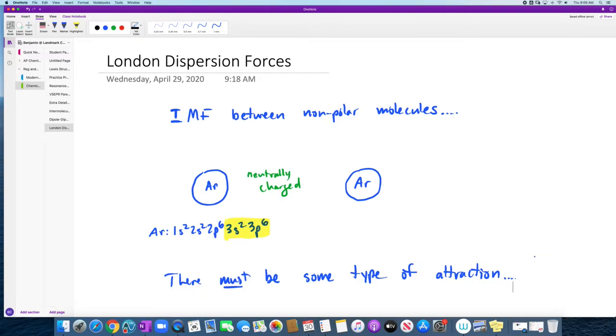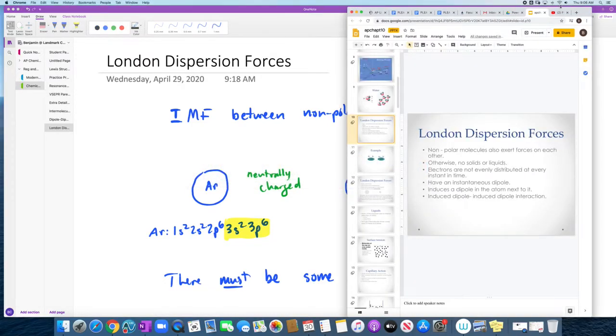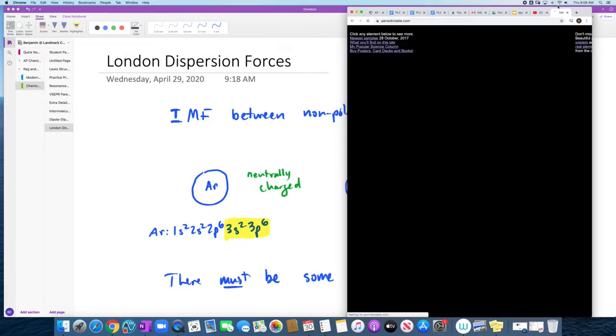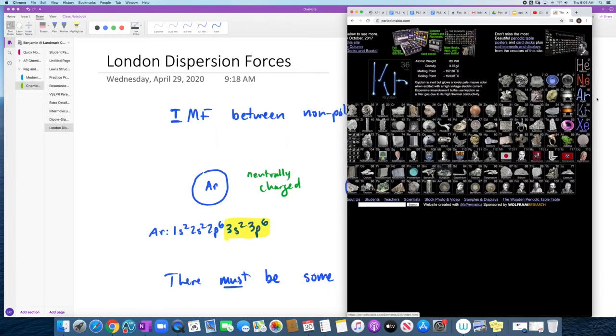And I've forgotten actually how cold you have to get it. Let's see if we can look it up on periodictable.com. I think it's around negative 190 or something like that. The boiling point of argon, let's see. Oh, that's the melting point. The boiling point, negative 186. Okay, so if we can get it down to negative 186 Celsius, then it will liquefy.